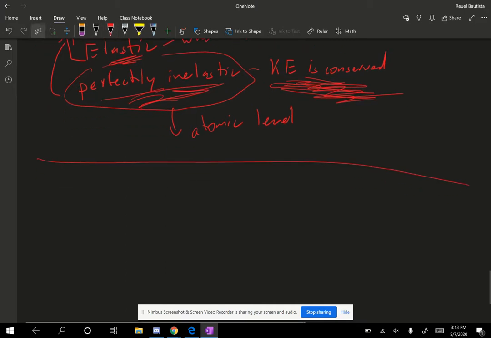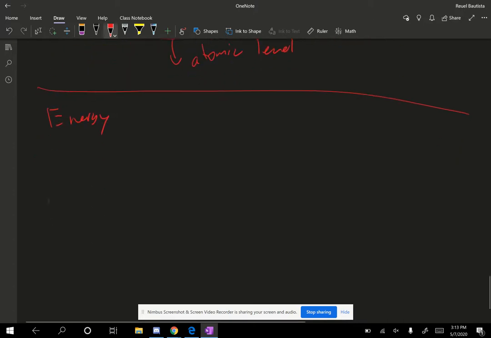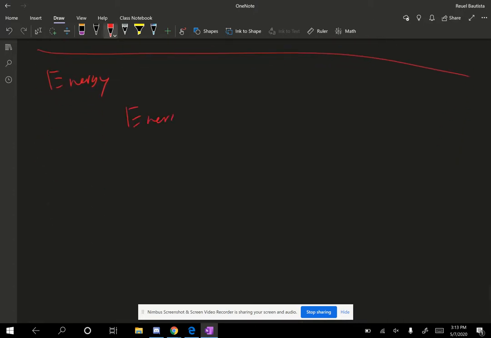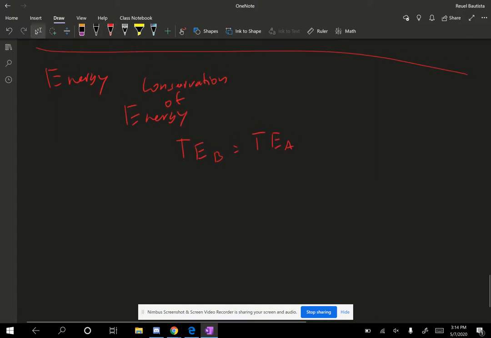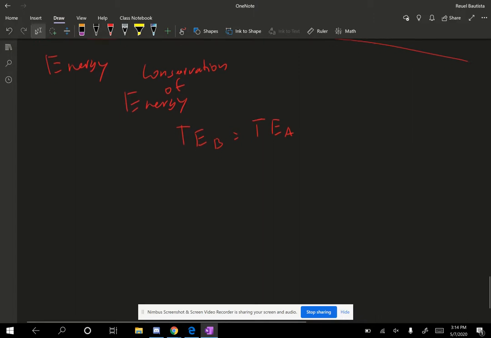Okay, so next we're going to talk about energy. The important thing about energy is that we have the conservation of energy, meaning energy is conserved, meaning the total energy before and the total energy after is going to be the same. Let's look at when that's possible. We know the total energy is whatever energy the system has to begin with.